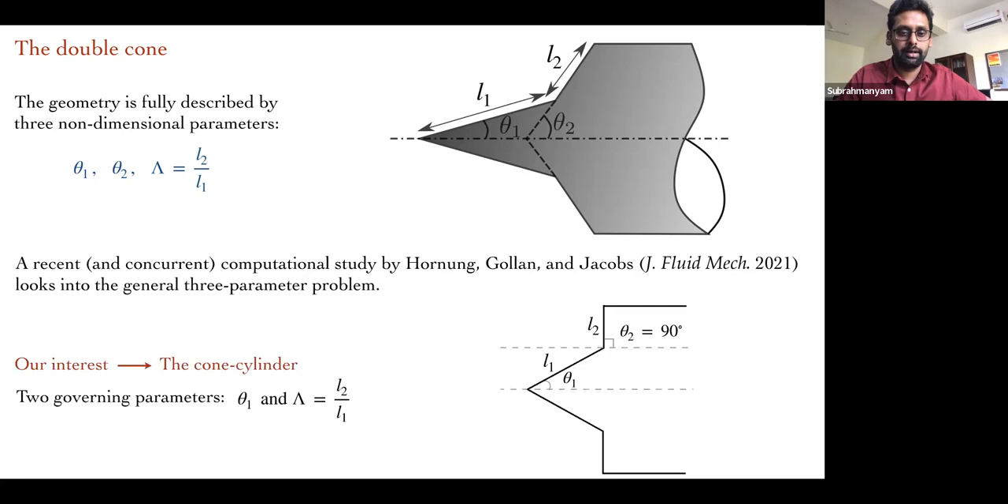All right, so that brings us to the problem that is of interest to us. We are interested in a two-parameter version of the general three-parameter problem. So this is the cone cylinder geometry. We fix the second cone angle theta 2 to 90 degrees and play with theta 1 and lambda. So here's a sketch of the double cone, or rather the special case of the double cone, the cone cylinder, where the first cone angle theta 1 and the ratio of these two lengths, L2 by L1, lambda, become the two governing parameters. We've studied this problem experimentally at Mach 6.